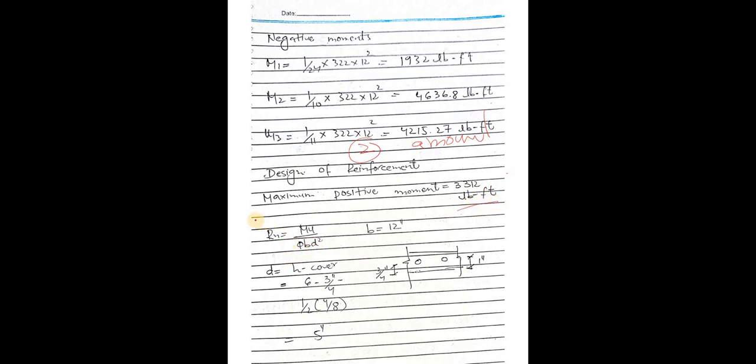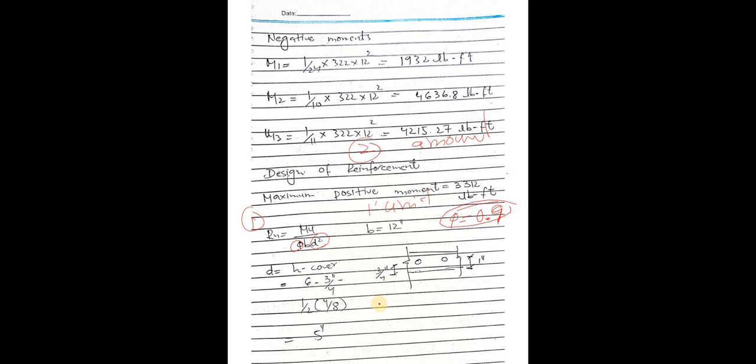So first of all, you find the Rn factor. Rn factor means Mu divided by phi b d square. Phi is actually 0.9, this is the tension control structure. I have told you that we have to increase the load and decrease the strength. So for tension control structures, for beams and slabs, we take this phi factor equal to 0.9, and b is 12 inches, as I have told you that this is a 1 foot unit width structure. So Mu divided by phi b d square.